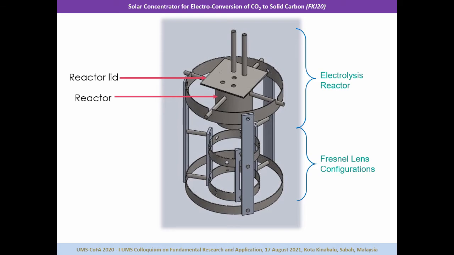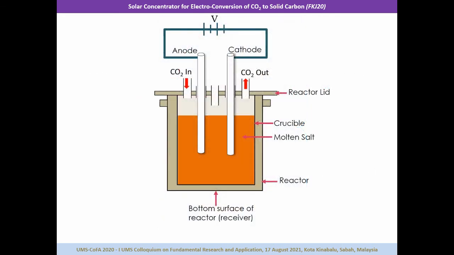It consists of the electrolysis reactor and also the Fresnel lens configurations. But in this presentation, I will explain in more detail in part 3 for the Fresnel lens configurations. We look at the first part, which is the electrolysis reactor. The schematic diagram of the reactor is shown in this figure. The reactor consists of a crucible containing molten salts and two electrodes that have been submerged inside the molten salts. Both electrodes are connected to the power supply to allow electrons to move from cathode to anode.